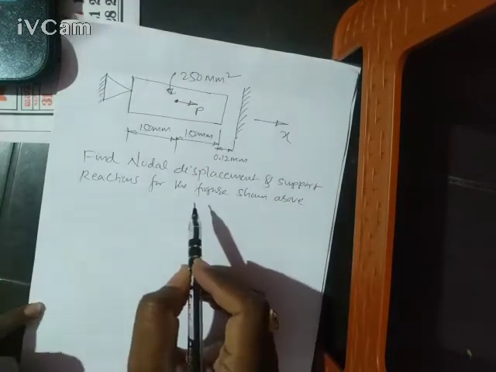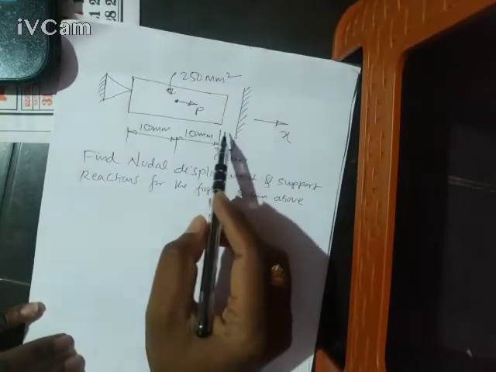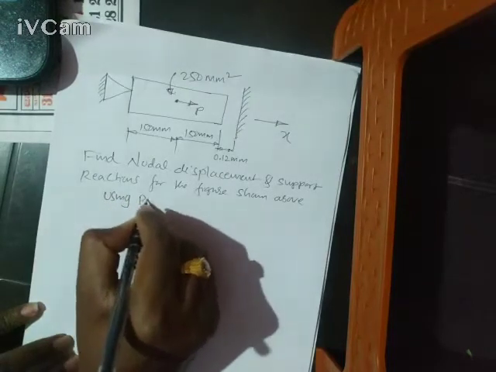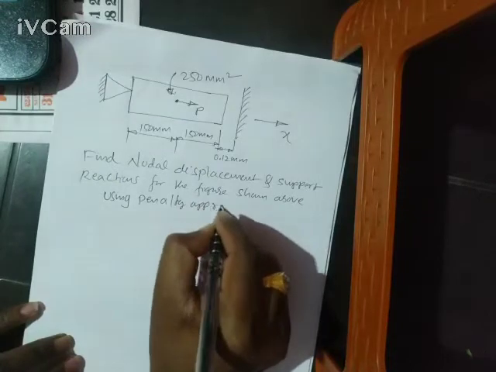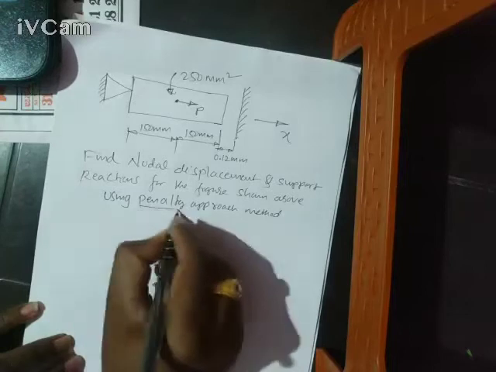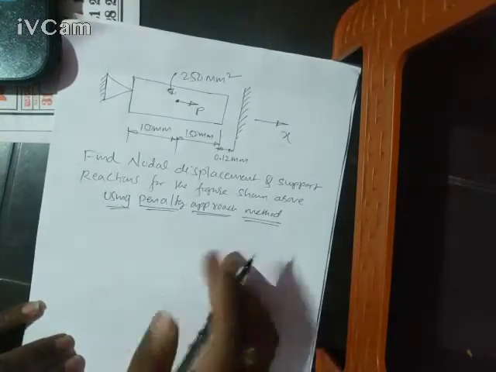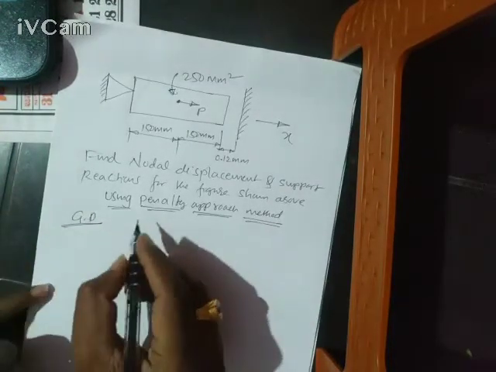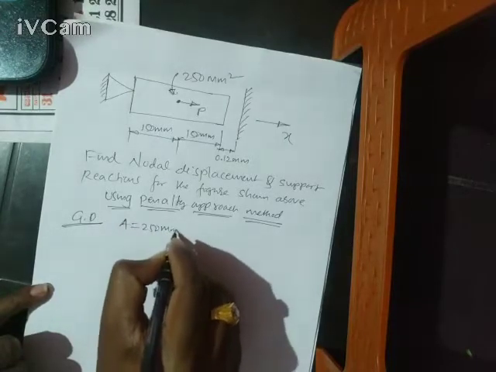So yes dear friends, in this lecture I am going to solve this problem using the penalty approach method, right? So first let us write down the given data, what all the things they have given. Given is the area, 250 mm square.